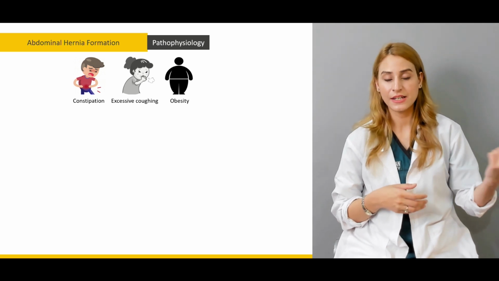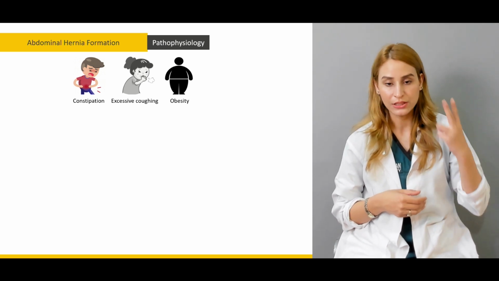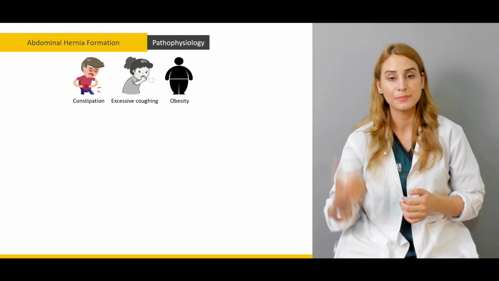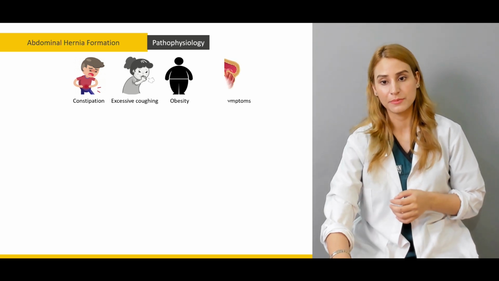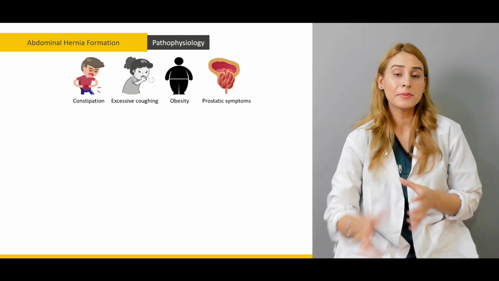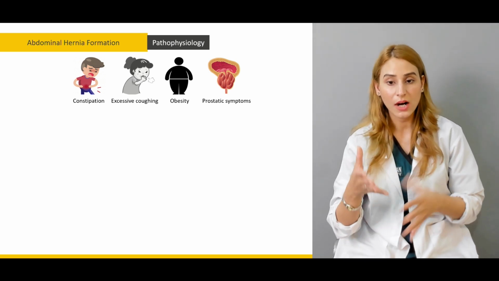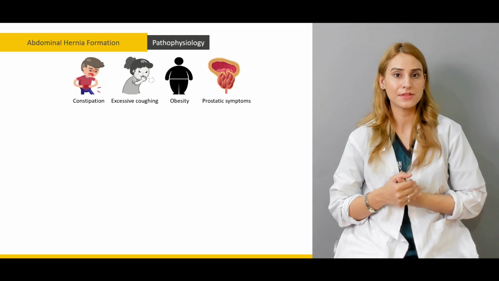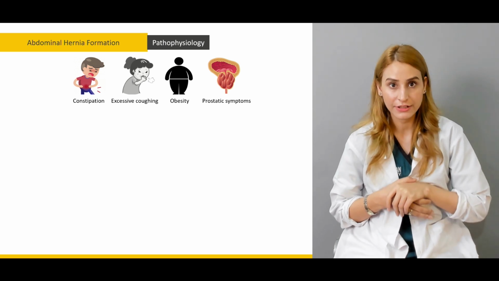Constipation increases the intra-abdominal pressure. Excessive coughing increases the intra-abdominal pressure. Obesity increases the intra-abdominal pressure, right? So there can be prostatic symptoms as well. Why are these prostatic symptoms related to the formation of the hernia?